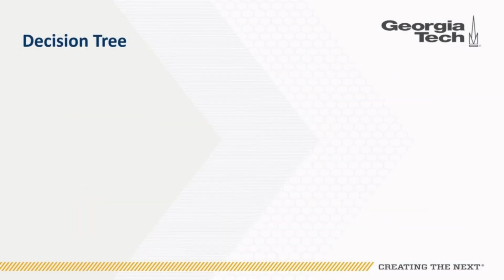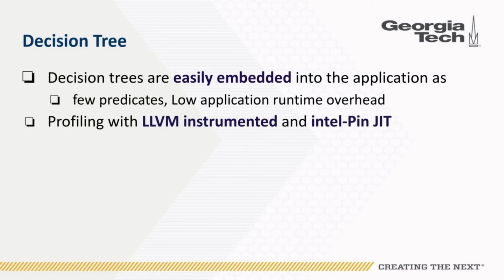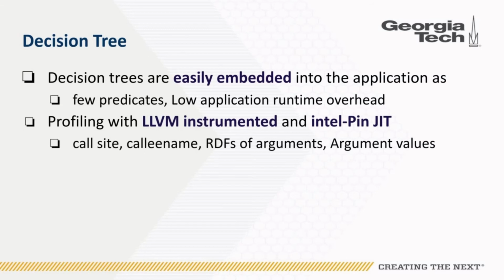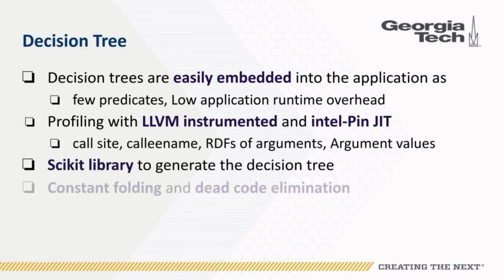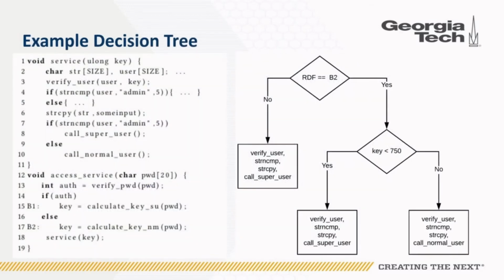We selected decision trees for prediction as they can be easily embedded into the application as a few predicates. We profiled to create the training data with features consisting of application call site, callee name, RDFs, and the arguments passed to the library call. The scikit library is used to generate the decision tree, which is then embedded before the application call site and optimized through LLVM. For the previous example, the decision tree learns that on a call to service from function access service, call superuser is called only when RDF B1 is taken or key is less than 750.